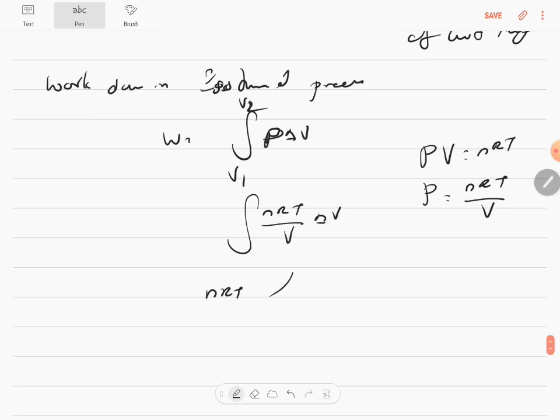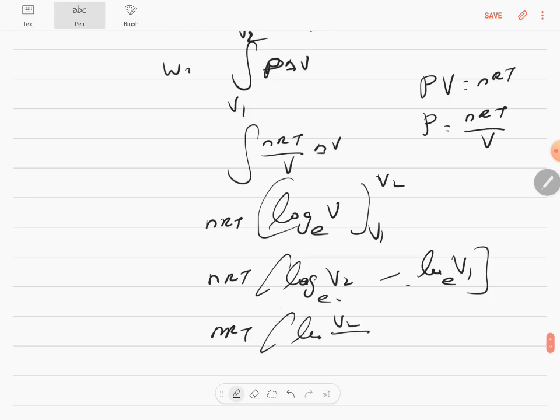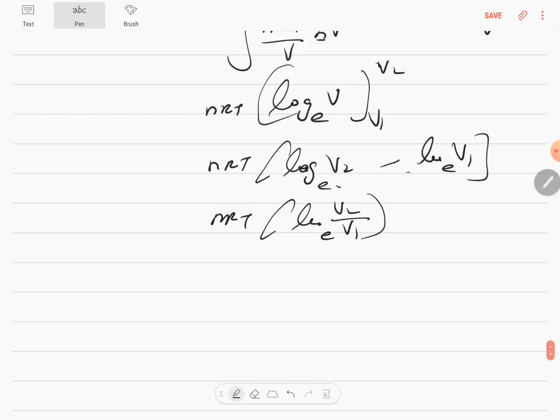An integration of 1 by V will be ln V, or log V to the base e. Okay, so you can convert log, integrated from V1 to V2. So then upper limit minus lower limit: log V2 minus log V1, but both of them with a base e. So it's nRT into log of V2 by V1 to the base e. You don't want a base e. Our log tables are based on base 10. So therefore you have to multiply with the constant 2.303 nRT, so that becomes log of V2 by V1.